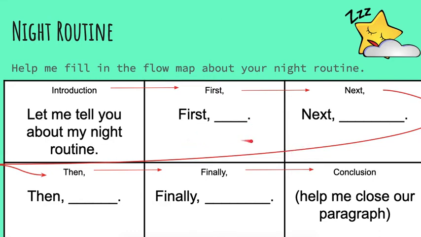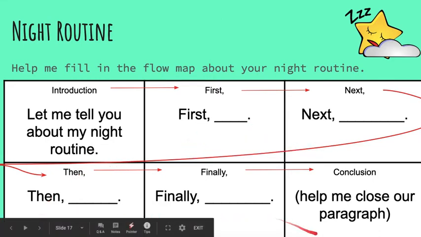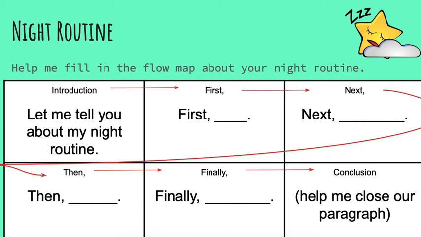You're going to do that for first, next, then, finally, and then for the conclusion, which is where we wrap it up. I want you to help me close our paragraph. Just wrap it up. Tell me what you wrote about. It could be something like, now you know about my night routine, or you could also say, this is how I get ready for bed. What do you do? You can think, what would be a good way to close this so that whoever is reading my writing stays interested but knows at the same time that it's over.